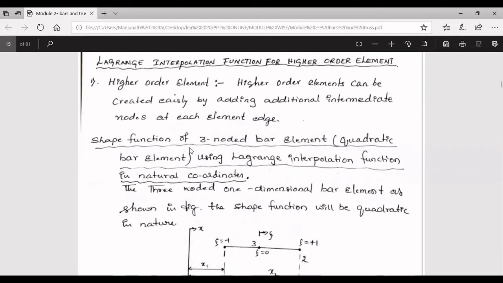The shape function of a three noded bar element. Now we are going to consider a three noded bar, which you can also call a quadratic bar element. This quadratic bar element's shape functions are going to be determined using the Lagrange's interpolation function in the natural coordinate system. That is most important. Lagrange's interpolation function we can use in the global and also in the natural coordinate system.